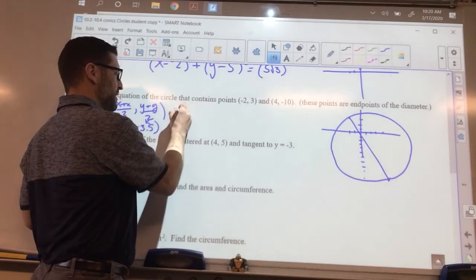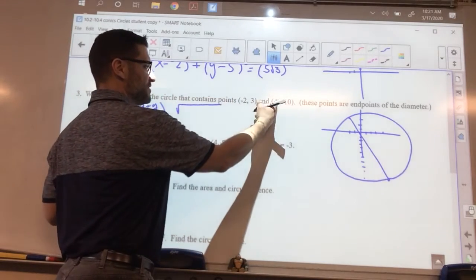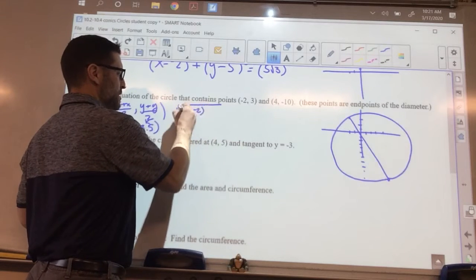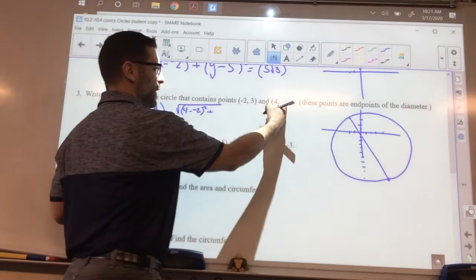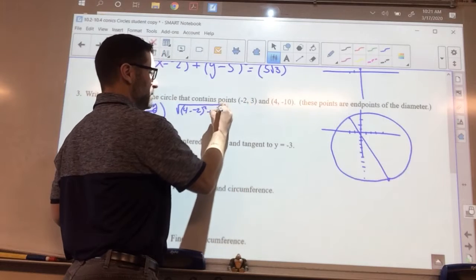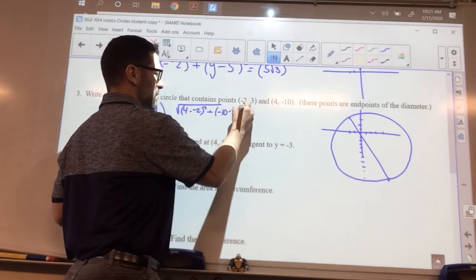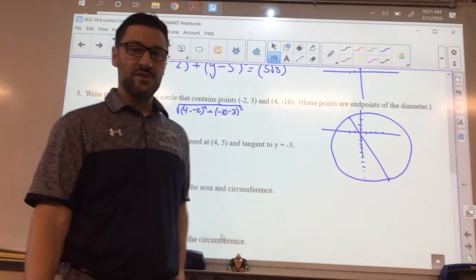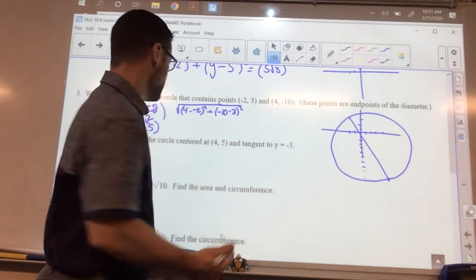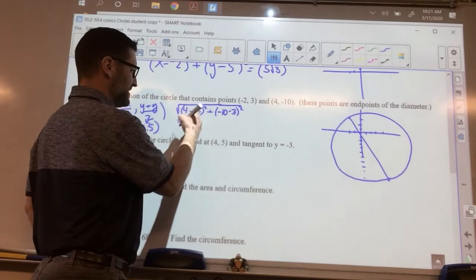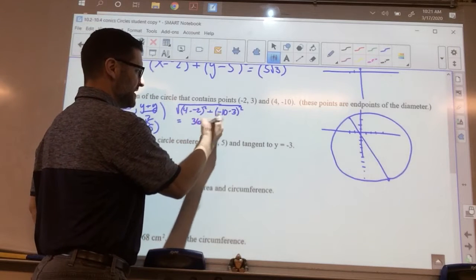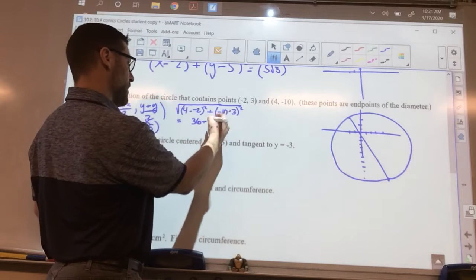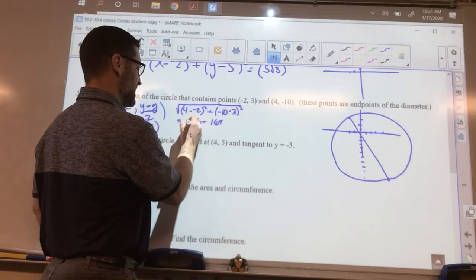So the distance formula: the square root of (x2 minus x1), I'll go 4 minus -2, squared, plus (y2 minus y1), I'll do -10 minus 3, squared. And this should really take you back to geometry. We did a lot of distance formulas in geometry. Probably been that long since you've actually done this, though. That's 6 squared, which is 36, plus, well, that's -13 squared, which is 169.